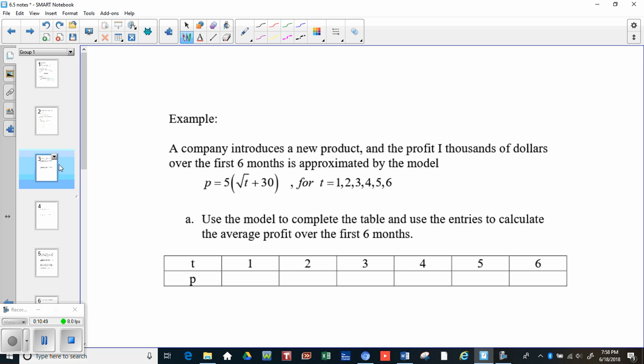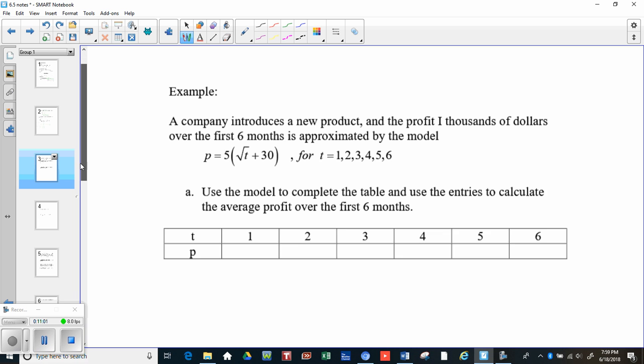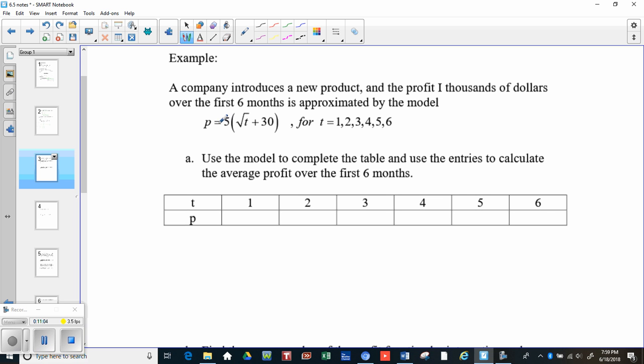One of the things that comes up with these types of problems is a tabular type of problem. It just means that there are tables involved. In a problem like this, which is not extremely realistic, but we're going to use it anyway, it says a company introduces a new product, and the profit, in thousands of dollars, over the first 6 months is approximated by the model. So this is the model. The profit P is 5 times the square root of t plus 30, times t, for t equals 1, 2, 3, 4, 5, and 6.